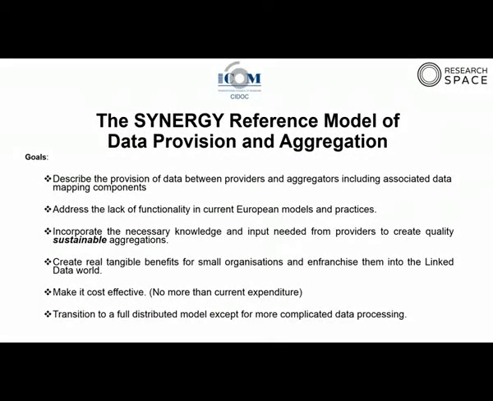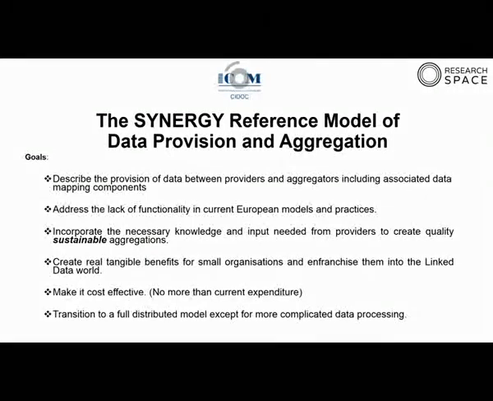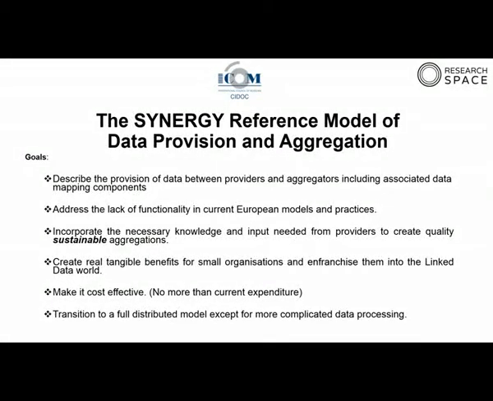Although the ideal position would be if everybody could produce their own linked data, and address some of the lack of functionality in some of the European models and practices, that would include aggregations like Europeana, which are using core unified models. And we need to make sure that the necessary knowledge, the knowledge of the institutions, is being inputted into this. So we need providers to be a much bigger part of the aggregation process, not simply just throwing their data at aggregators and saying goodbye. In order for these things to be sustainable, there needs to be benefits for providers coming out of them.